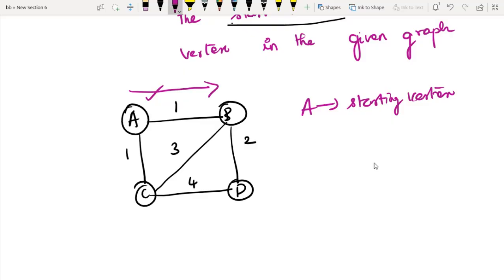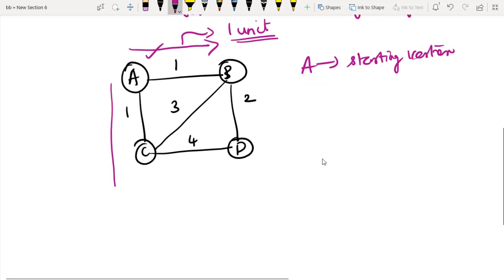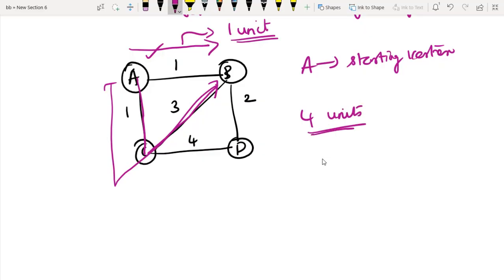I can take this way to go from A to B, and this costs me a weight of 1 unit, right? Only 1 unit distance between A to B. I can also go from A to C and D, and this costs me a distance of first moving 1 unit, then moving 3 units. So 4 units, right? That is one path from A to B. That's not a direct path, it's an indirect path, but the distance is 4 units.